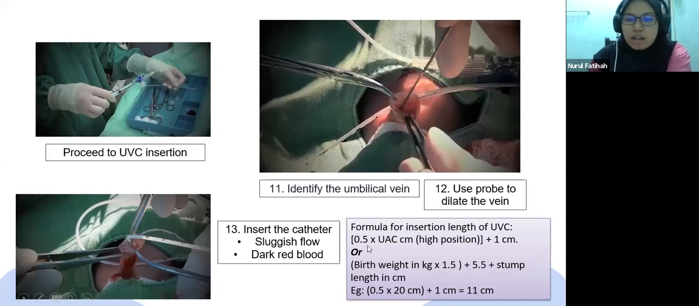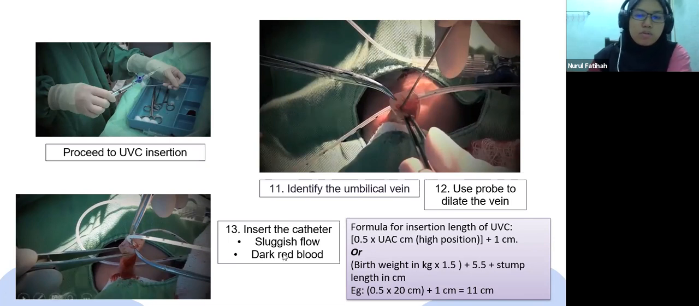The formula is 0.5 times UAC, the length of the artery catheter, and then you plus 1 centimeter. Basically half the length of the artery catheter, then plus 1. So for example, in our case, the previous length of the artery catheter is 20 centimeters, right? So 0.5 times 20, you get 10 centimeters, and then plus 1 centimeter equals 11 centimeters. So the length for the umbilical venous catheter is 11 centimeters.